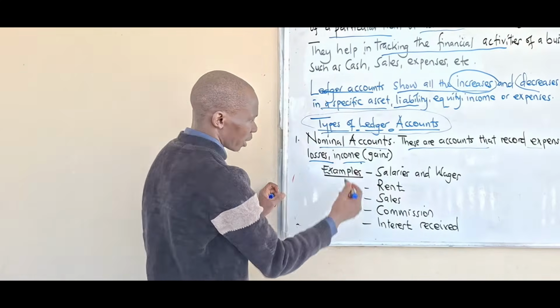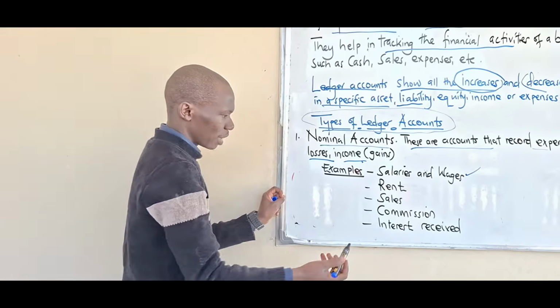Of course, the examples of such accounts I have put for you, we have salaries and wages, that is an expense. We have rent.